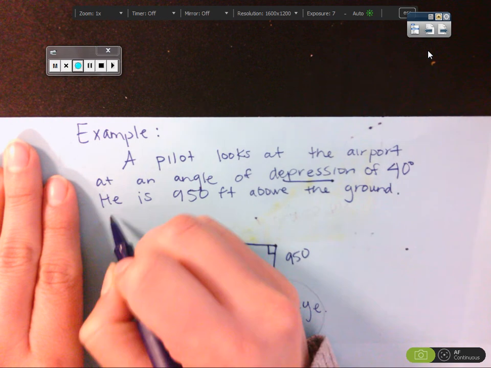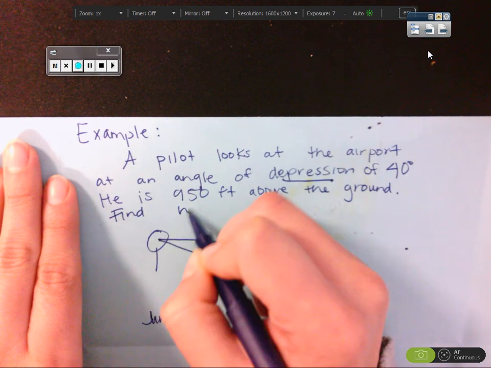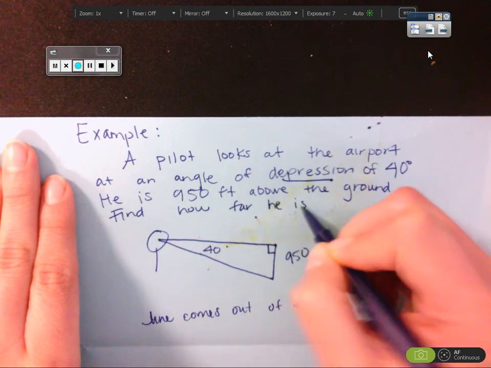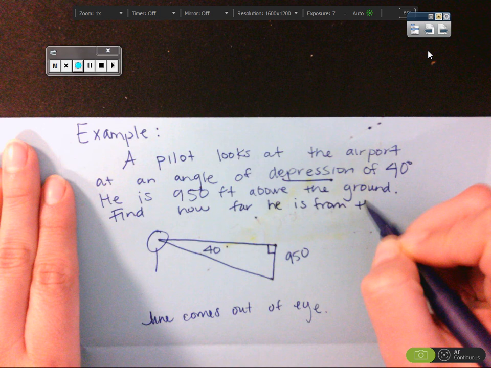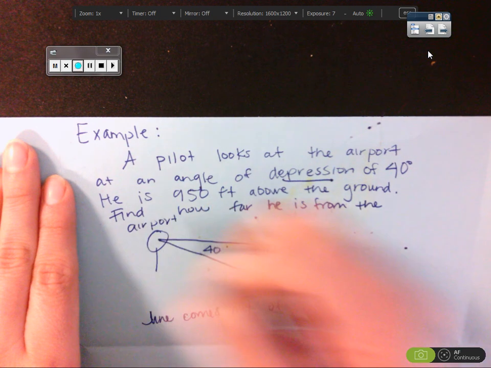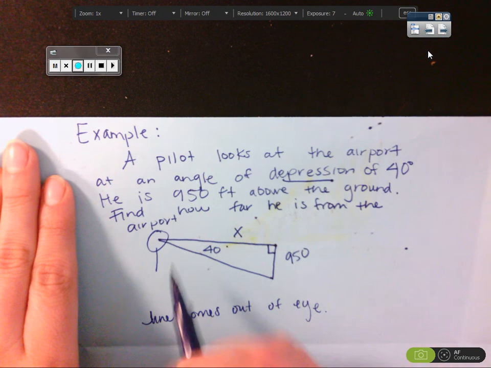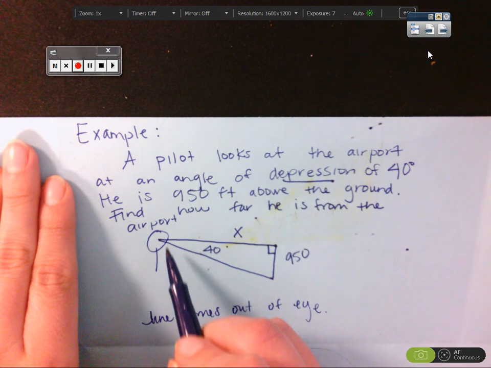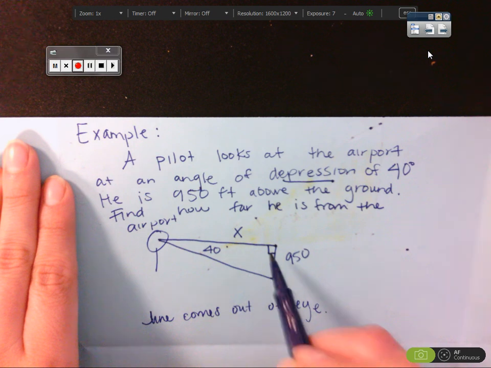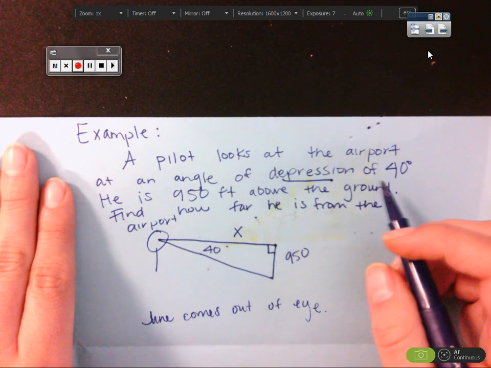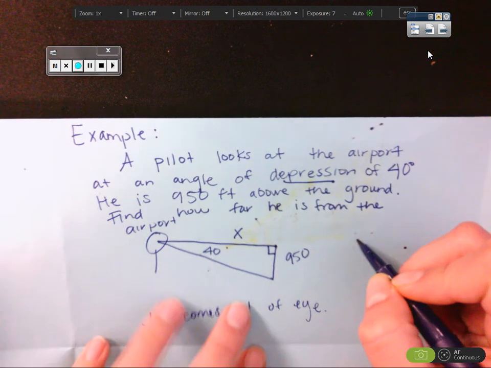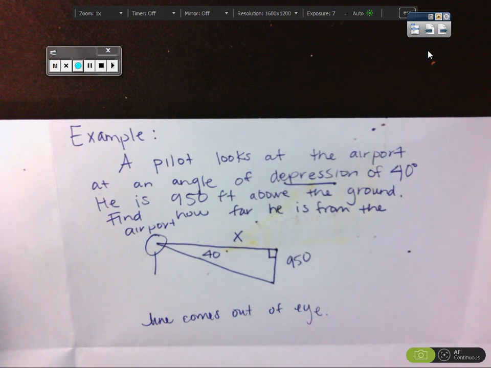And I want to find how far he is from the airport. So this would be my x. This is how far you are. We don't measure how far something is with the hypotenuse. We measure along the horizontal. So what I'm going to do is, I know that I have an angle and I have a side, so I use trigonometry. So I'm going to go ahead and start that.